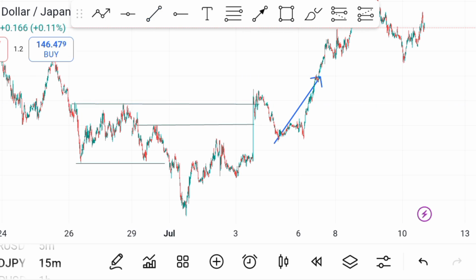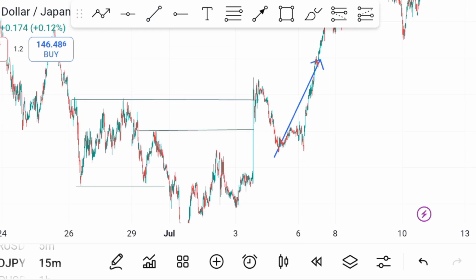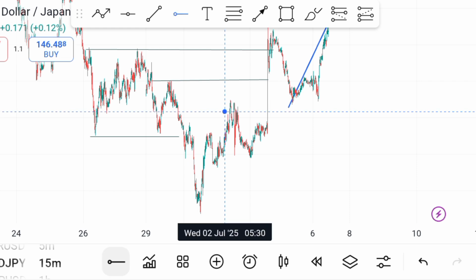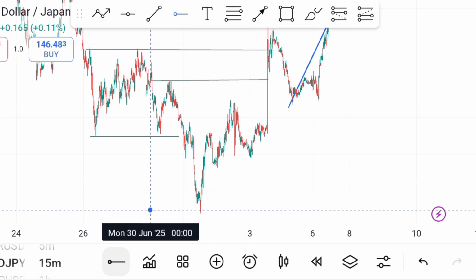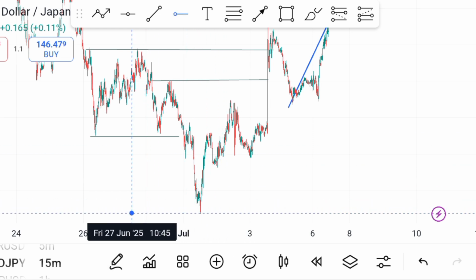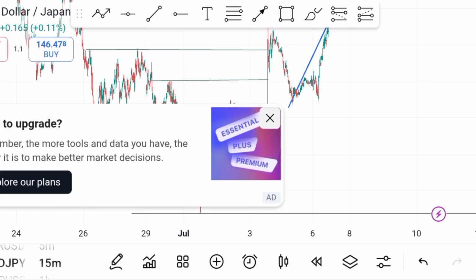We expect the market to go up. That means this one is a protected low. This one right here, it is a protected low. That means there are low chances for the market to break that low.